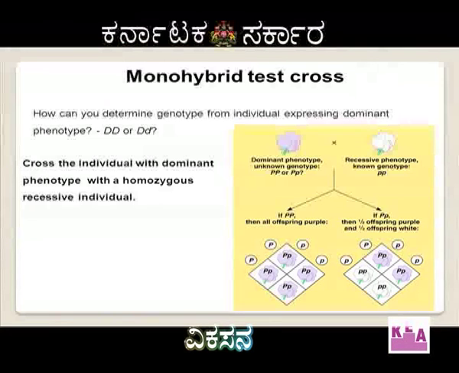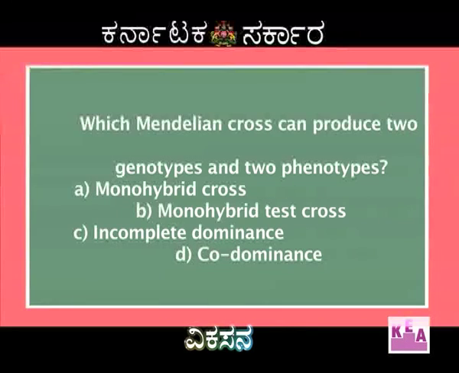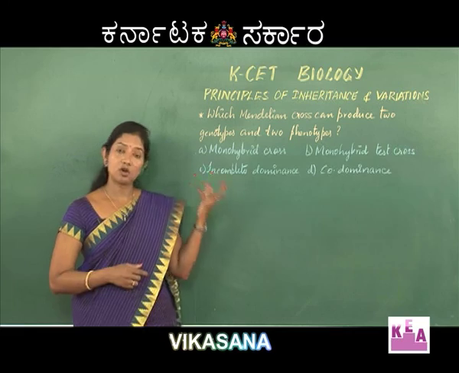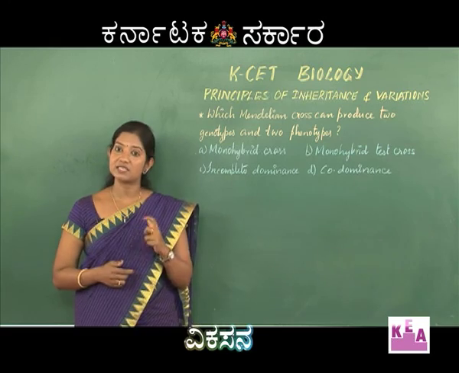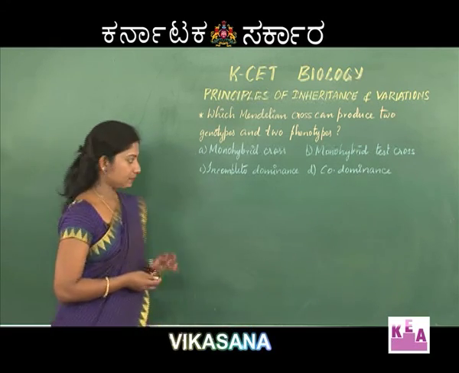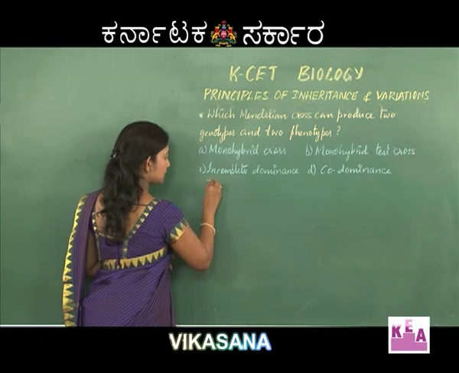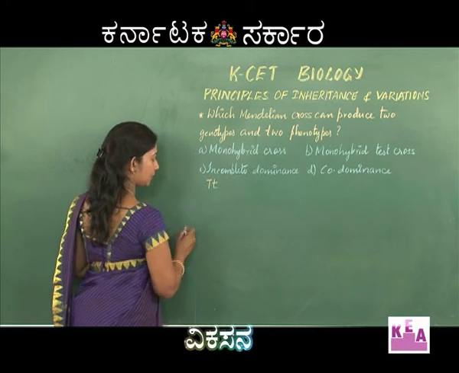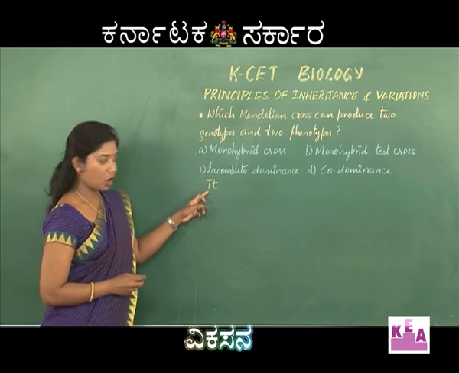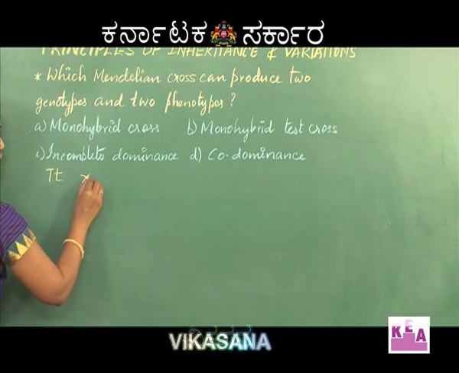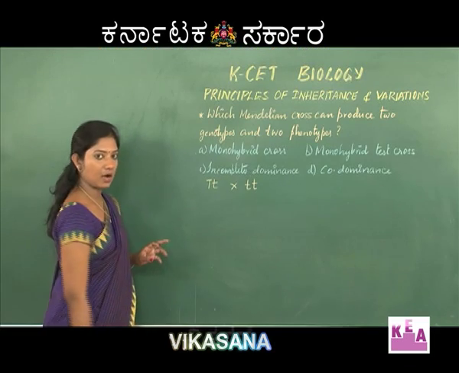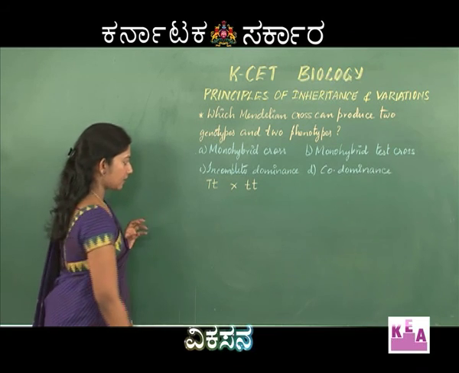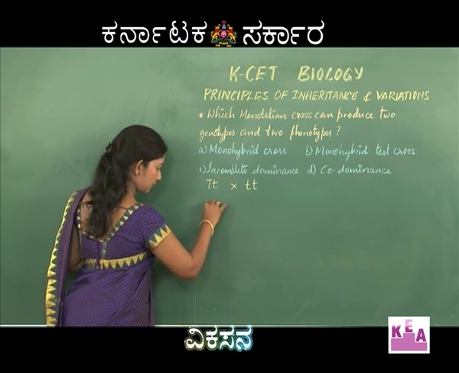Let's go to the next one, which is the monohybrid test cross. What is the difference between a monohybrid cross and a monohybrid test cross? We call a cross a test cross when the hybrid is crossed back with its recessive parent. Let me draw it and explain. This is a hybrid. Of course, it will be a tall plant. It is crossed with its recessive parent. Now, let us put the Punnett square and try to understand.